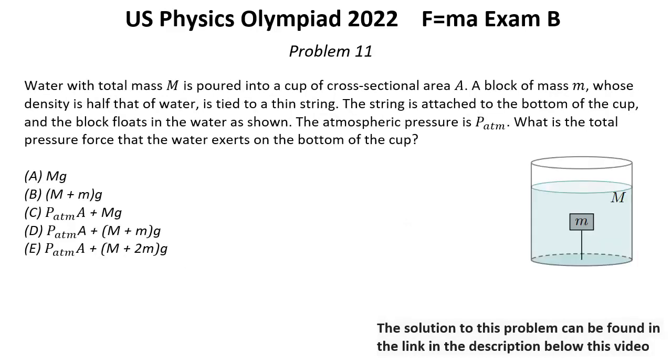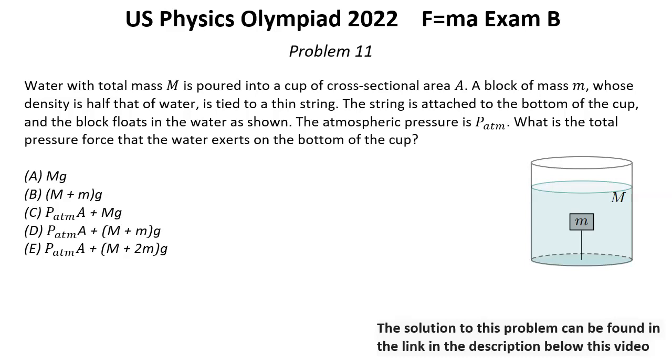Problem number 11. Water with a total mass big M is poured into a cup of a cross-sectional area A. A block of mass small m, whose density is half that of water, is tied to a thin string. The string is attached to the bottom of the cup, and the block floats in the water as shown. The atmospheric pressure is P atmosphere. What is the total pressure force that the water exerts on the bottom of the cup? Solution for problem number 11.